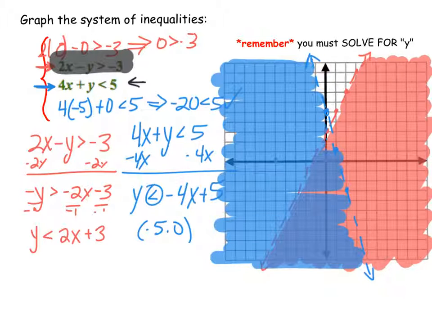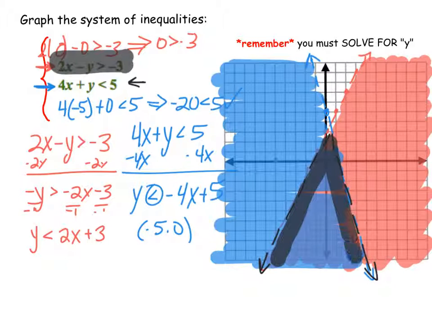And there is my system. And so what's happening here is they're saying that where my highlights overlap, so between this V of my two equations, right in there is my solution, or my solutions, I should say, to the system. That's all graphing systems of inequalities is.